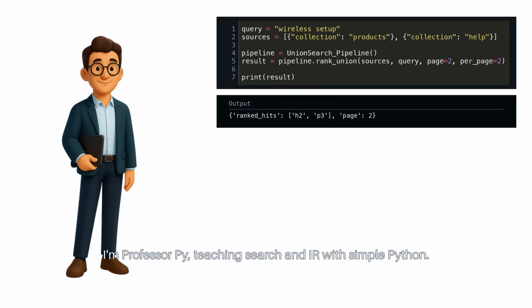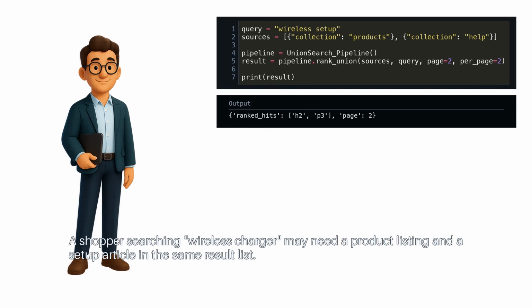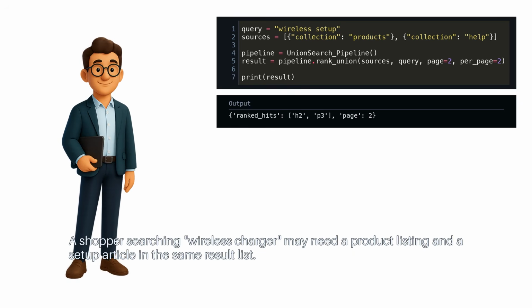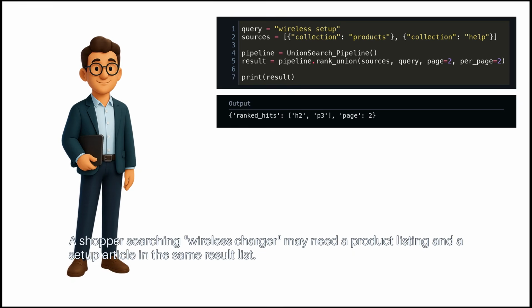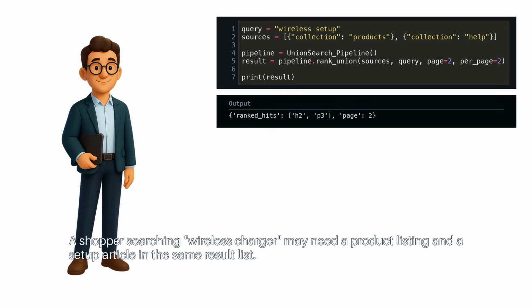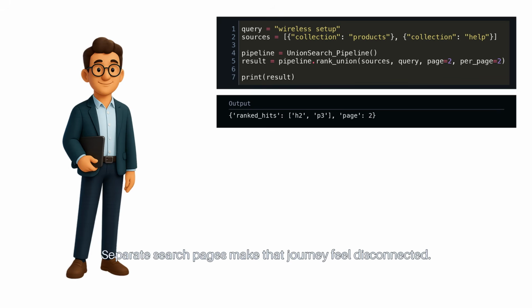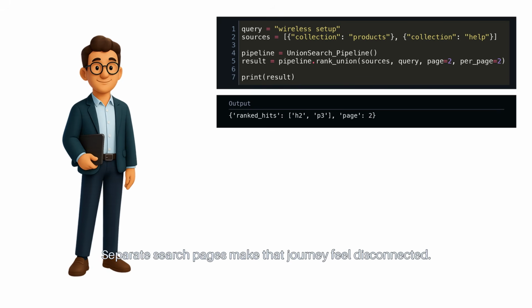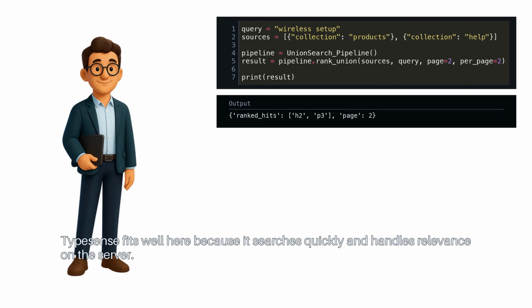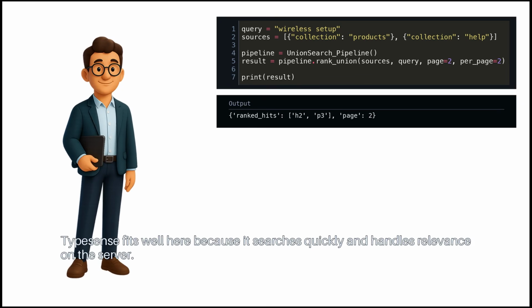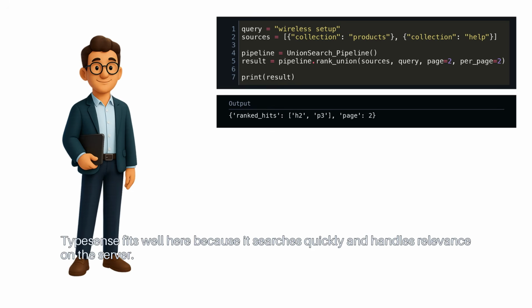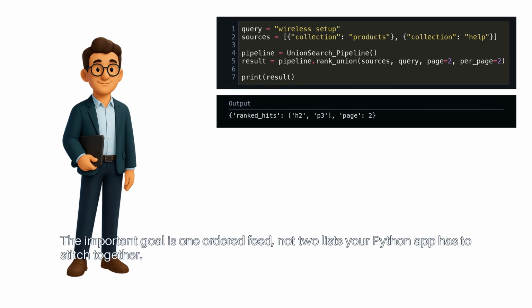I'm Professor Pi, teaching search and IR with simple Python. A shopper searching "wireless charger" may need a product listing and a setup article in the same result list. Separate search pages make that journey feel disconnected. Typesense fits well here because it searches quickly and handles relevance on the server. The important goal is one ordered feed, not two lists your Python app has to stitch together.